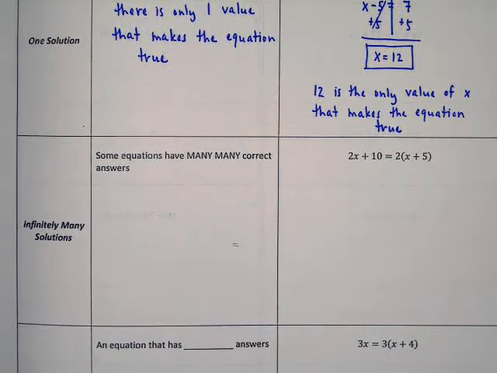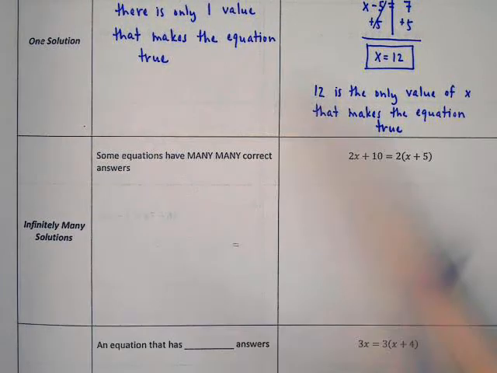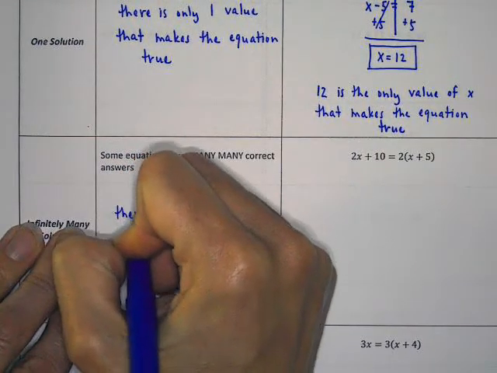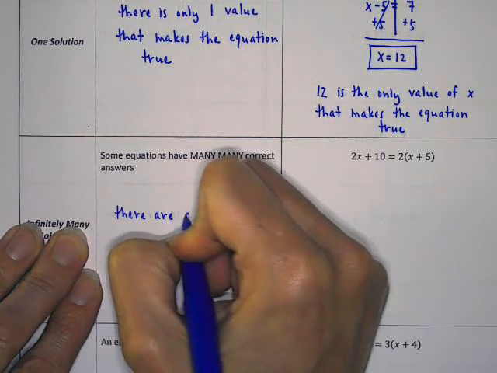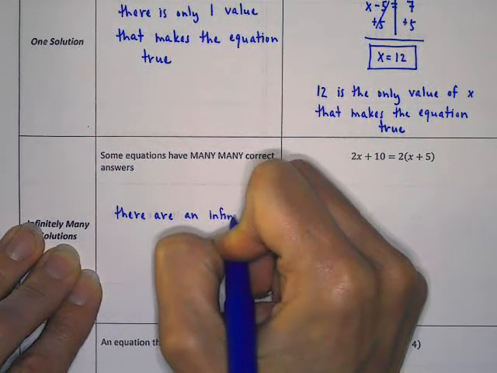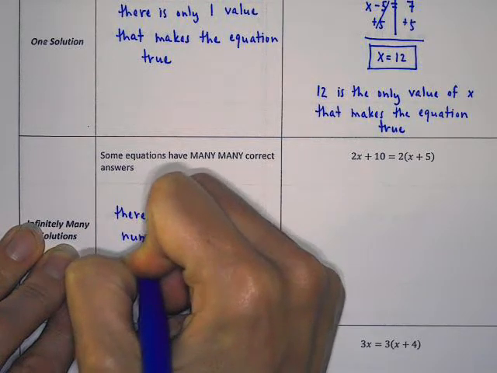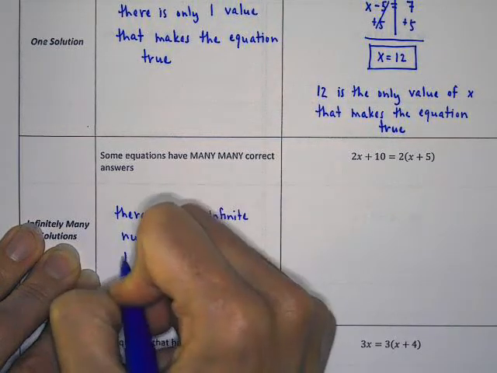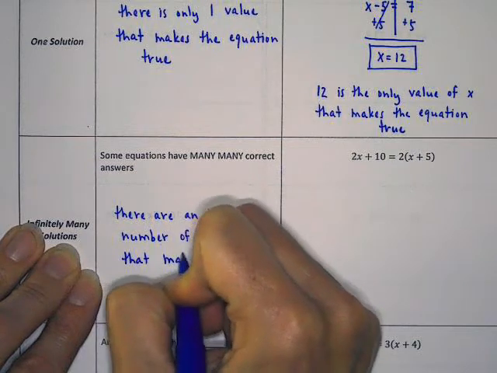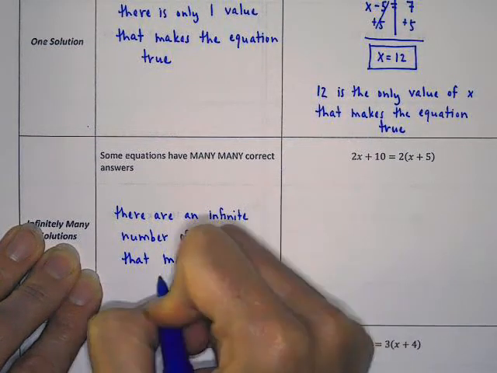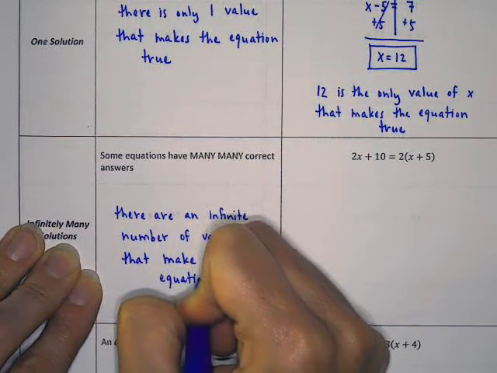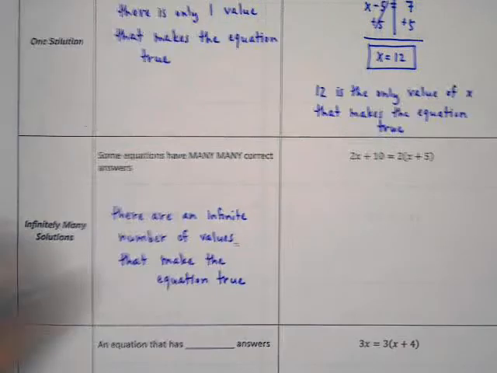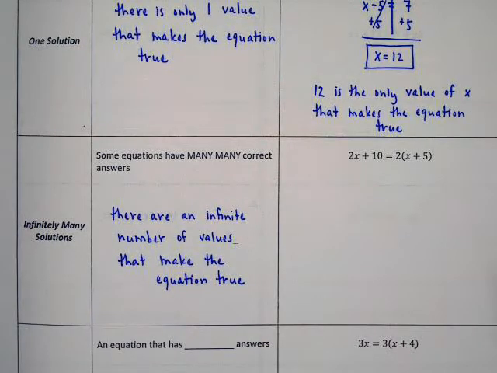Sometimes we get infinitely many solutions, which means that some equations have many, many correct answers, right? So instead of only being one value that makes it true, there are an infinite number of values that make the equation true. So let's take a look and see how we would recognize this.